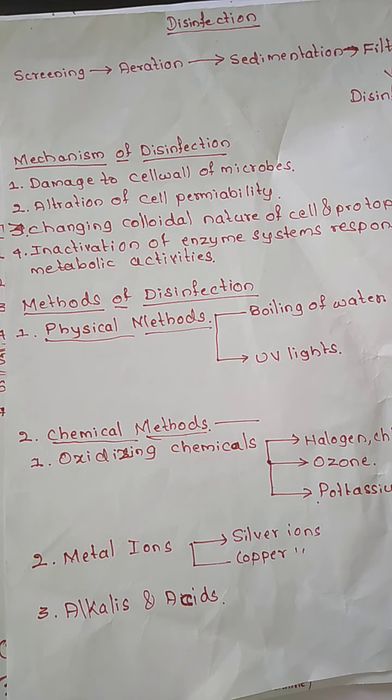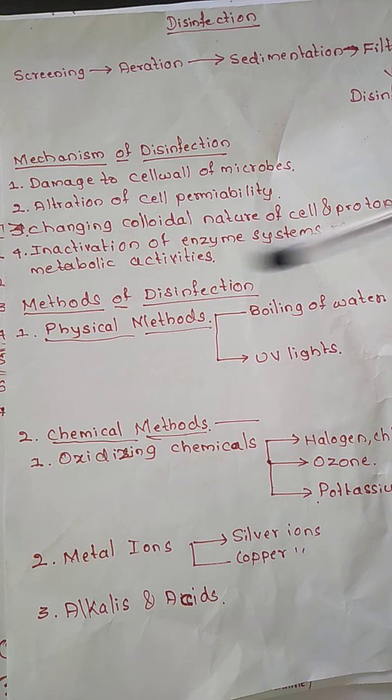Now, the mechanism of disinfection: first of all, it damages the cell wall of the microbes. Then alteration of the cell permeability is done, changing the colloidal nature of the cell protoplasm, and inactivation of the enzyme system responsible for metabolic activities. We have talked about this in detail.